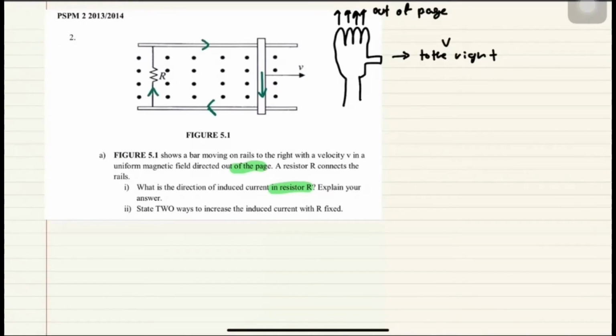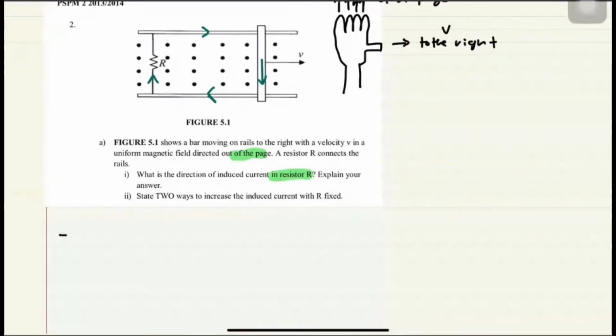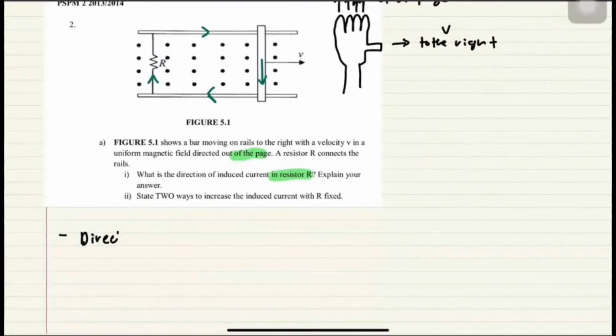Okay. Kalau ditanya direction of current, induced current in the circuit, kamu bercakap clockwise. Tapi sekarang ni dia tanya direction of current dekat dalam resistor. Kalau dalam conductor ke bawah, dalam resistor ke mana? Ke atas. Yes. So direction of current in resistor is outwards.